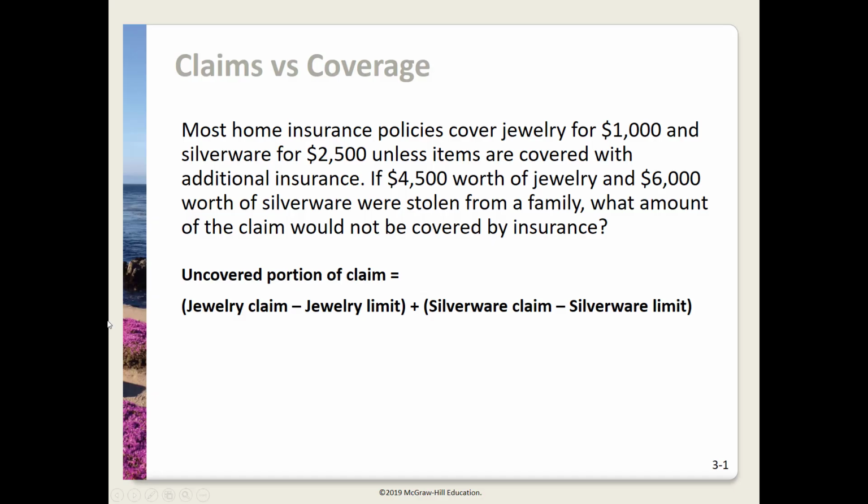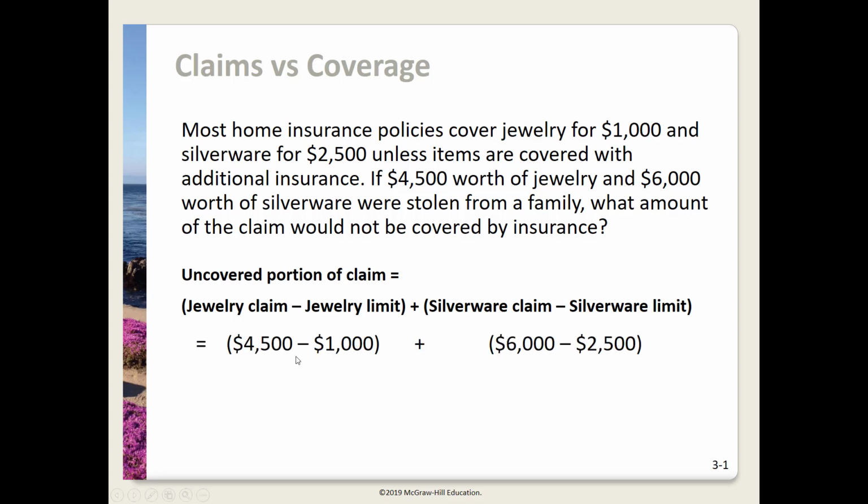So the first problem covers claims versus coverage. Most home insurance policies cover jewelry for $1,000 and silverware for $2,500, unless items are covered with additional insurance. If $4,500 worth of jewelry and $6,000 worth of silverware were stolen from a family, what amount of the claim would not be covered by insurance? So here is the formula that we would use to calculate our claims versus coverage. And this is similar to the homework problem you'll see, although there will be slightly different numbers.